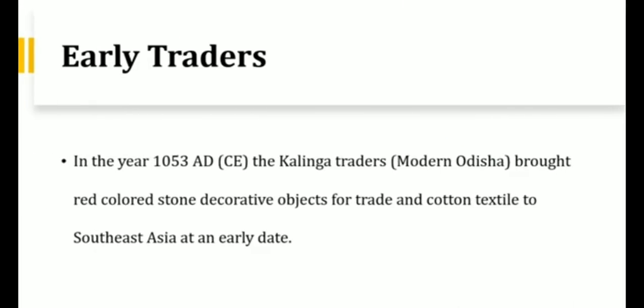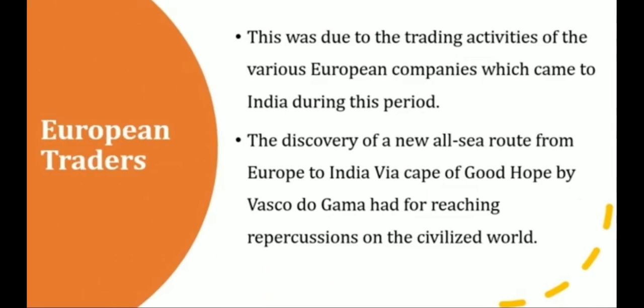Very clear. Next one, early traders. What do you know about these early traders? In 1053, a red colored stone was formed by the Kalinga king, and also cotton textile to Southeast Asia. Okay, so in 1053, the red colored stone trade was started by these Kalinga traders, along with cotton textile to Southeast Asia.